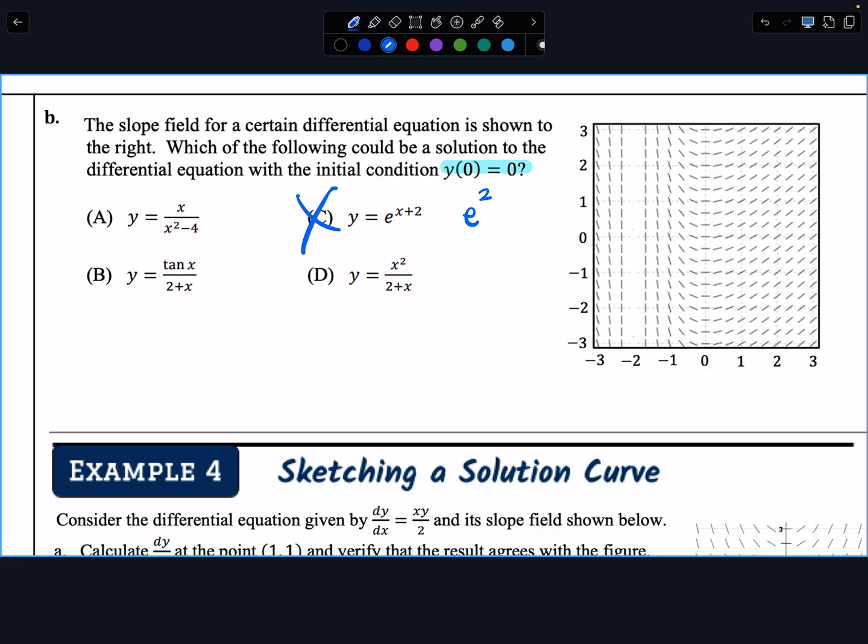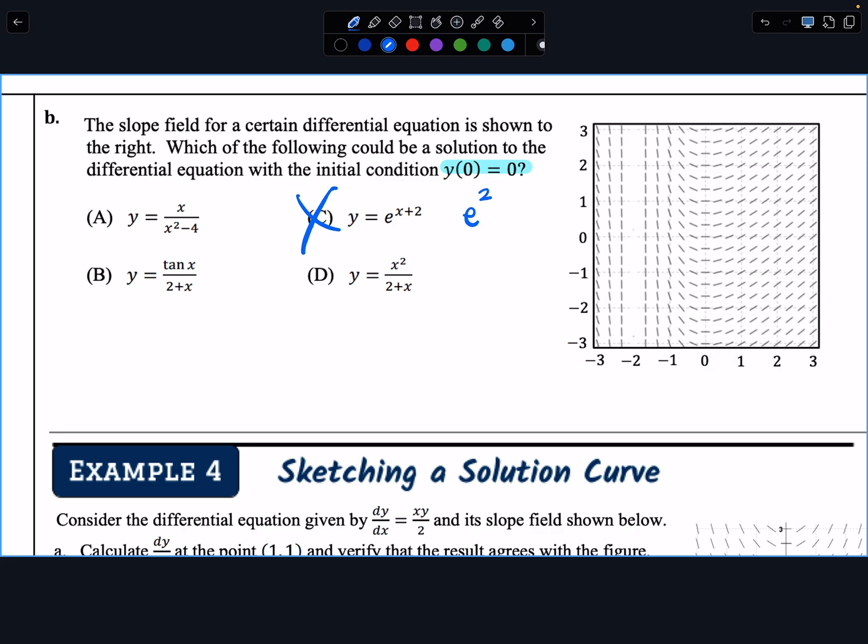What do you guys notice about the graph? Does something jump out at you about the graph? It's undefined where? At -2, okay? So that means that on the graph we have an asymptote, okay? So check it out. Can I pick -2 in this function? No, because then the bottom would be undefined. So it could be D. It could be B.